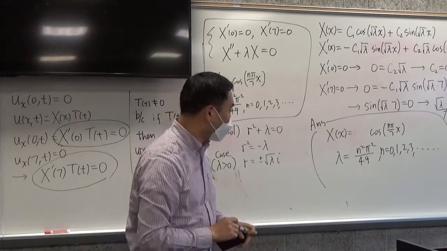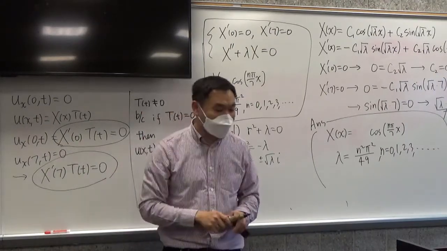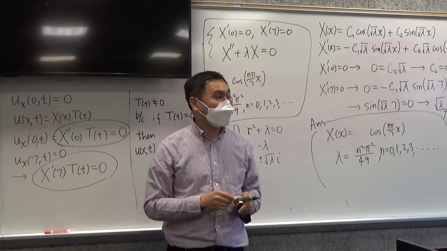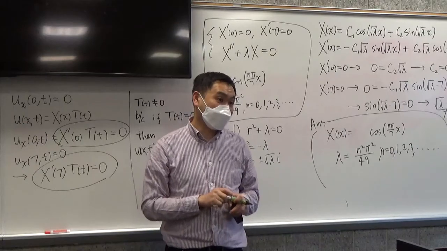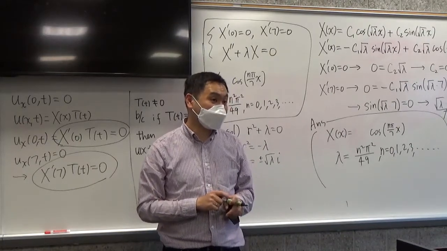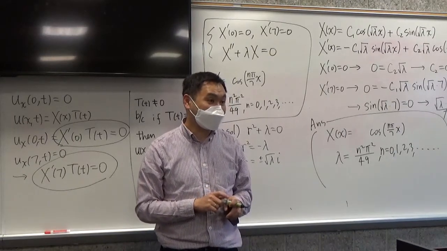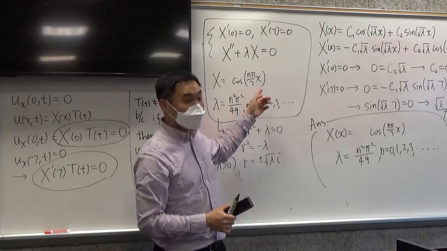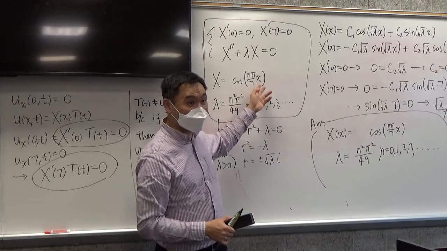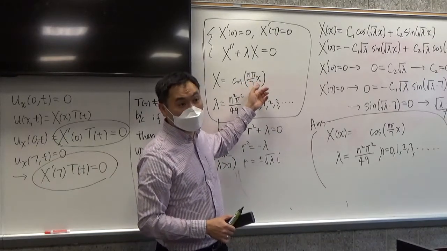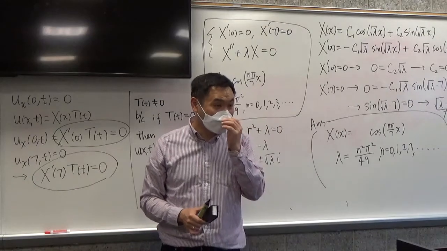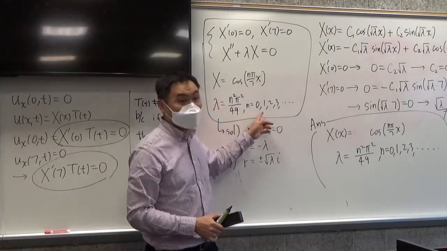So I think the question is, would n equals 0 always be included as an eigenvalue? And the answer is no. In the Dirichlet boundary conditions, you'll find that the solutions will be sine functions. If it's sine of n pi over 7 x, and you plug in n equals 0, you get 0, which is a trivial function, right? So for that case, n would start from 1.